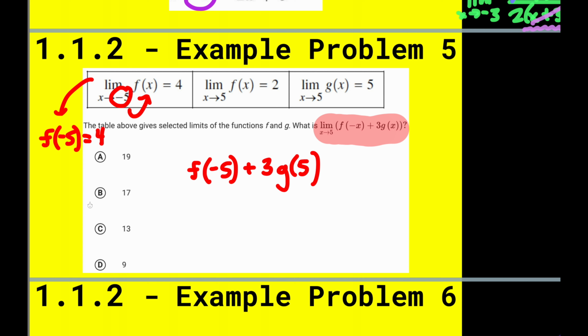Now you don't actually really know that. We're just making an assumption here that you can do direct substitution on this, but for the intent of actually solving this problem, it does work here, where you can just put a 4 here. Plus 3 times g of 5, which is really the limit of g as x approaches 5. Either way, it's still 5. So you end up with 4 plus 15, which is 19. Your answer should be A for that one.